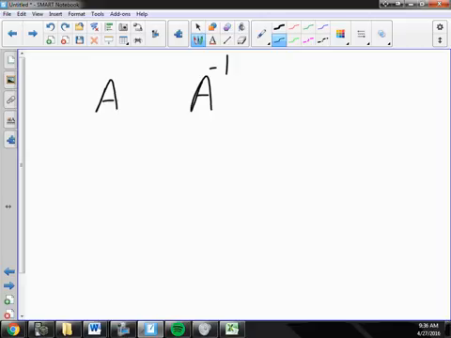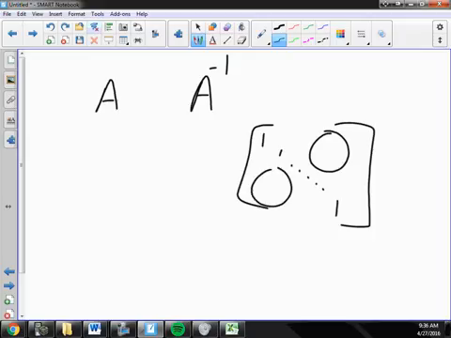1 minus 1 is 0. 0 is the additive identity. 4 times 1/4 is 1. 1 is the multiplicative identity. And the matrix identity looks like this. We have 1, 1, 1, and everything else is made up of zeros.